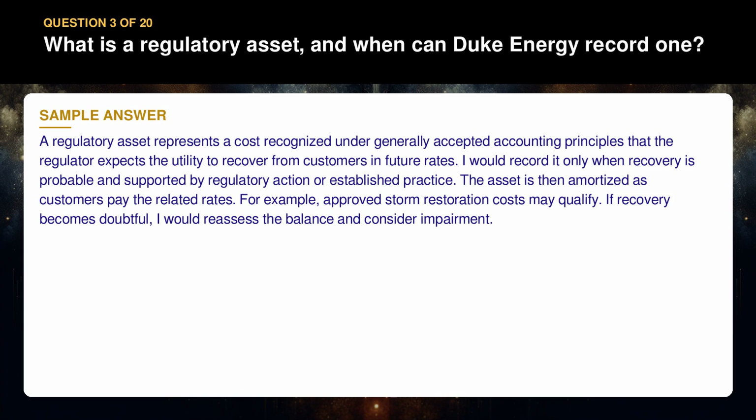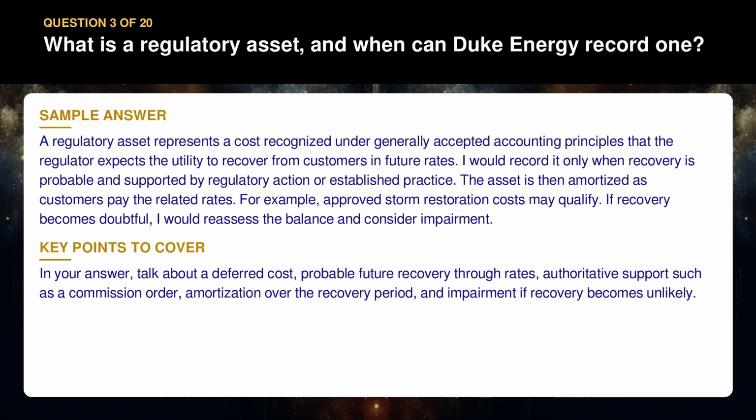For example, approved storm restoration costs may qualify. If recovery becomes doubtful, I would reassess the balance and consider impairment. In your answer, talk about a deferred cost, probable future recovery through rates, authoritative support such as a commission order, amortization over the recovery period, and impairment if recovery becomes unlikely.